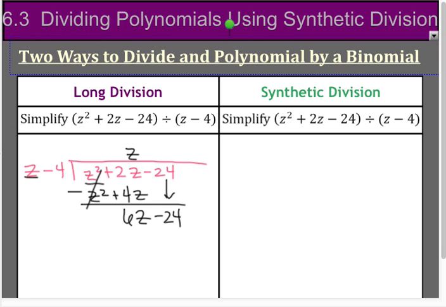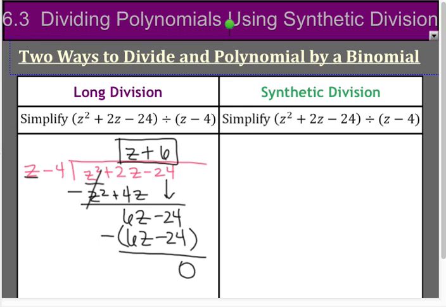Then I would have z times 6z, so it would be plus 6, because 6 times z is 6z. 6 times negative 4 is negative 24, and remember we always subtract. So if I do that, they would cancel, and I have a remainder of 0. So my solution is z plus 6. Now I'm going to go ahead and do synthetic division.